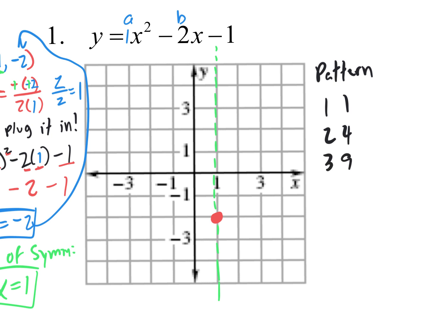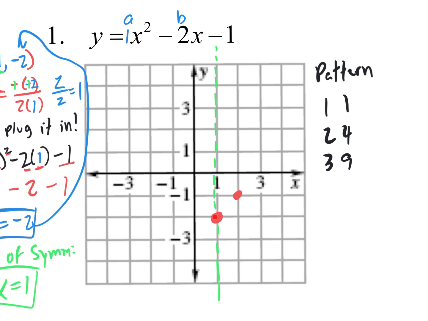And you guys mentioned that this is opening up for sure because it's positive. So from the vertex, I want to go 1 over 1 up because it's positive. If it were negative, I'd go 1 over 1 down. But it is positive, so I'm going to be going 1 over 1 up and put a dot right here.